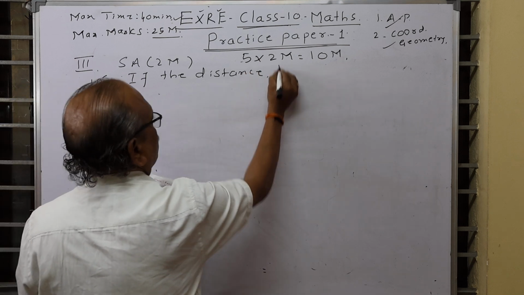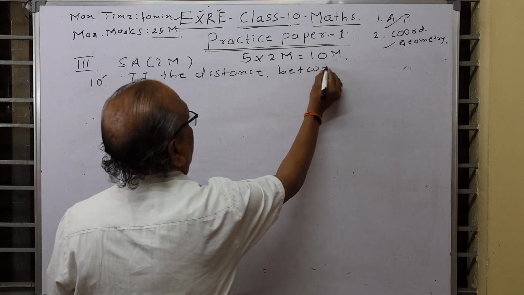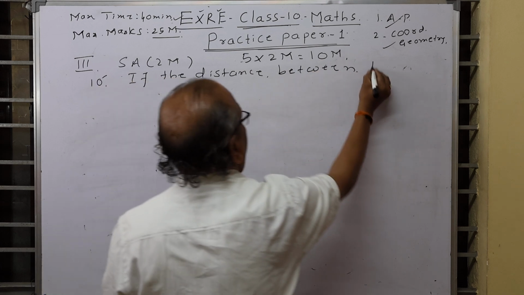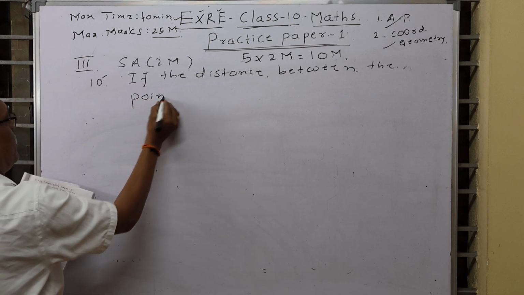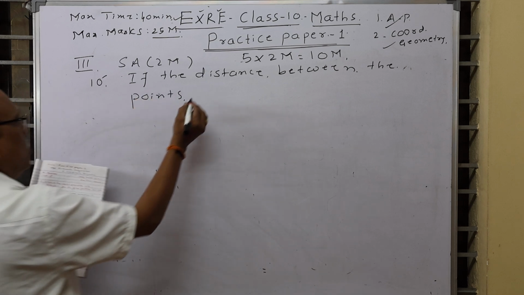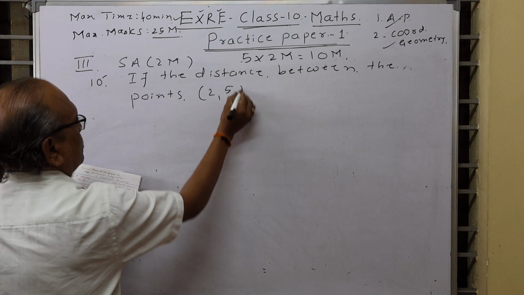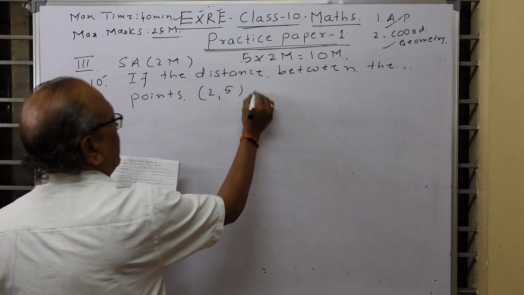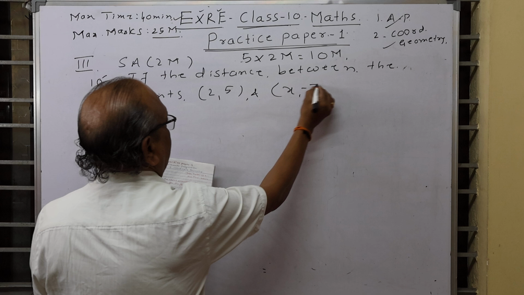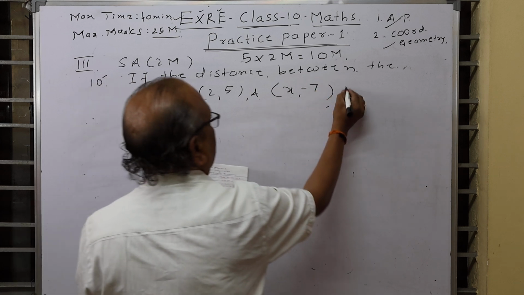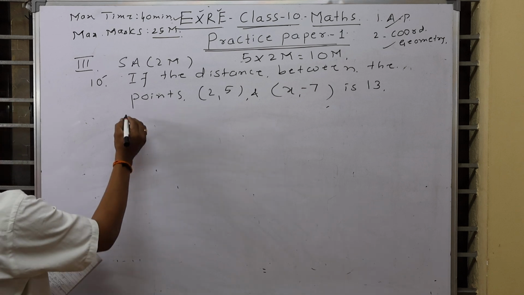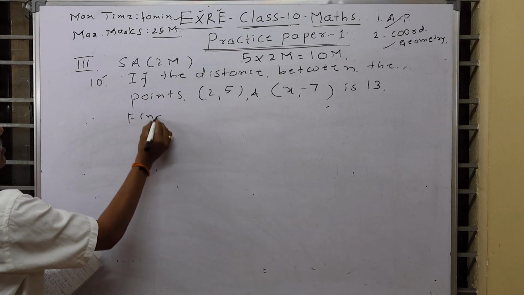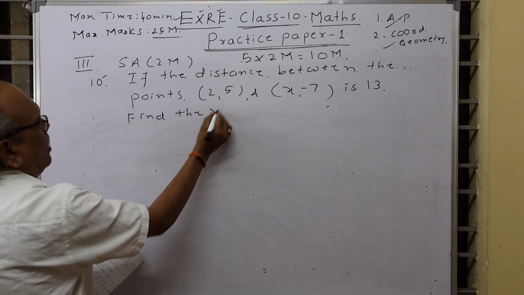between the points 2, 5, take question number 10, between the points 2, 5. Another, such questions will appear in the annual exam. X minus 7, the distance between the points is 13. Find the value of x. Read the question. Find the value of x.